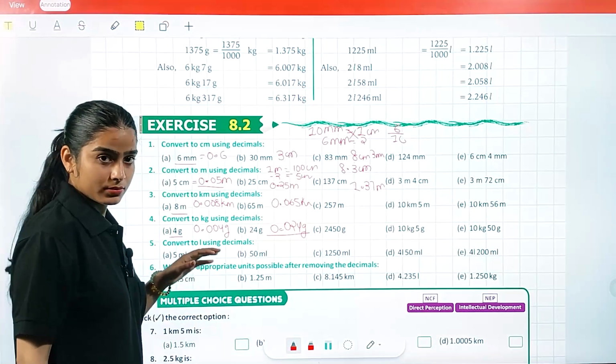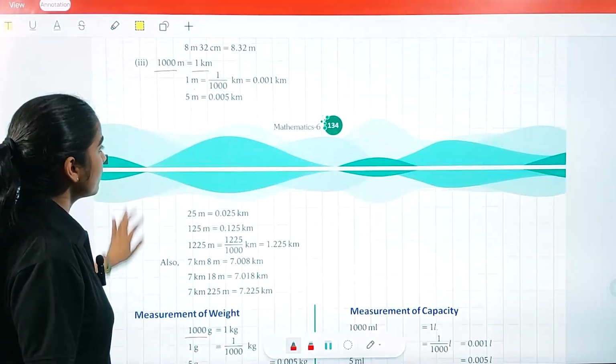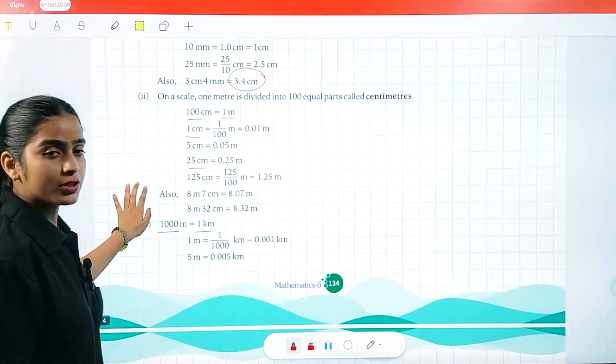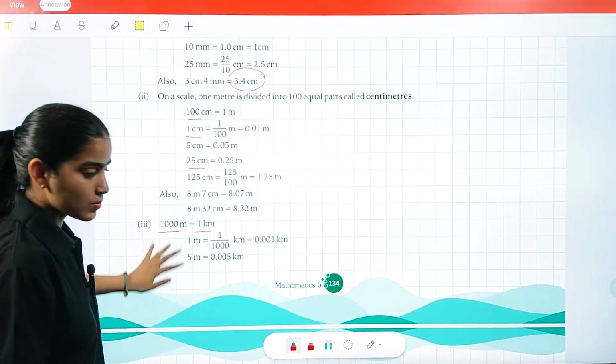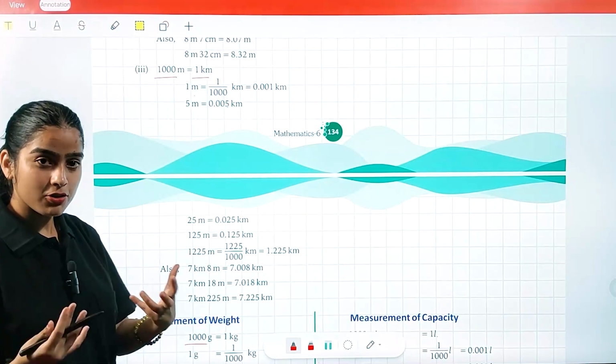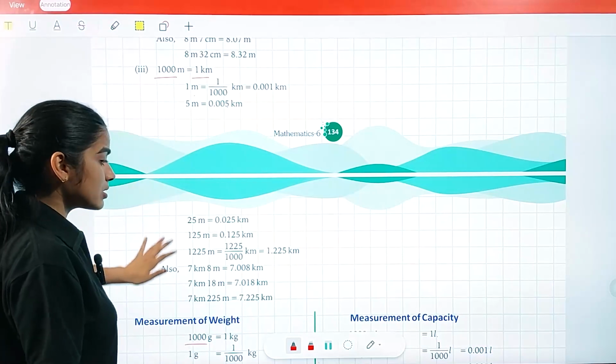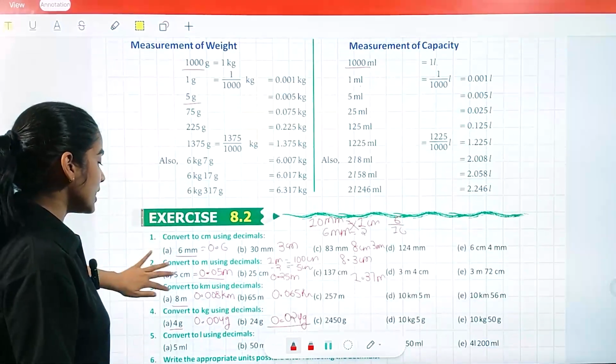How can I do that? How can I do these questions? I already explained to you in this section, where we convert the different units with respect to their smaller units or bigger units. So if you have any doubt or any curiosity about how to solve this question, you have to first understand these concepts and then move forward to your exercise.